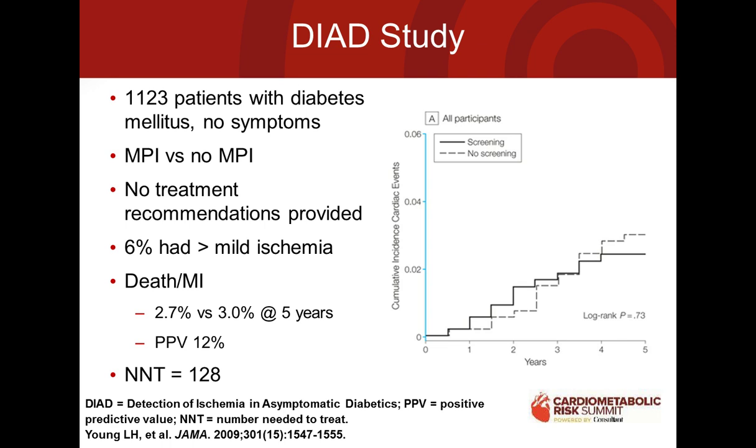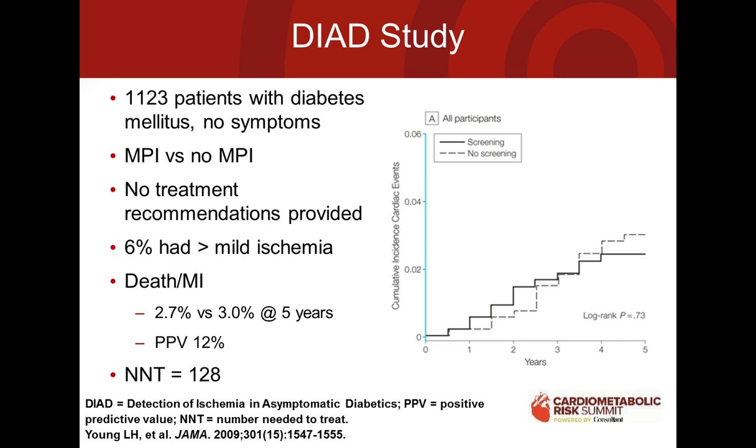The concept here with the study is we're going to take patients with diabetes, presumed therefore to have high cardiovascular risk, and we are going to randomly assign them to have a screening nuke or not. These are all asymptomatic patients. So they didn't give any other specific treatment recommendations to the study investigators. They just said, do the nuke, don't do a nuke, and then treat them as you see fit.